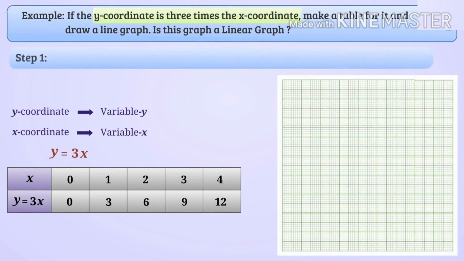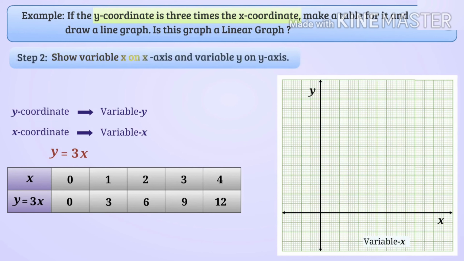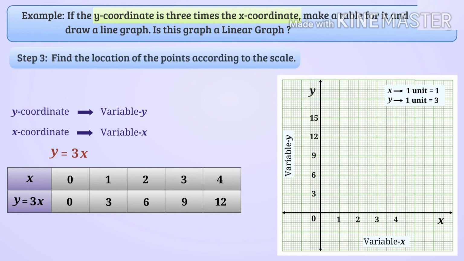Now let's take the axes for this information. This is the x-axis and this is the y-axis. On the x-axis we will show the x variable, and on the y-axis we will show the y variable. For the scale on the x-axis, I am taking 1 unit as 1, and for the y-axis, 1 unit is equal to 3, and according to that we will make the scale. Now we will find the location of the points according to the scale.